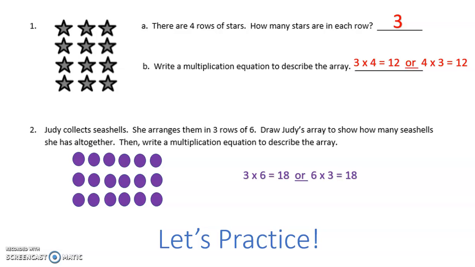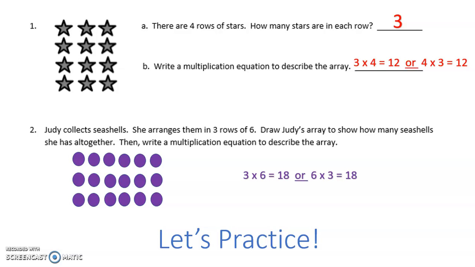Letter B, write a multiplication equation to describe the array. Uh-oh, here we go. Multiplication equation means there has to be an equal sign and an answer, a product. Remember, an expression, no equal sign, no product, no answer. Equation, yes, equal sign, answer, gotta have them. So how would we write this?